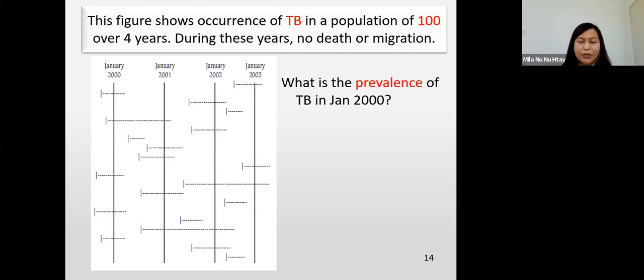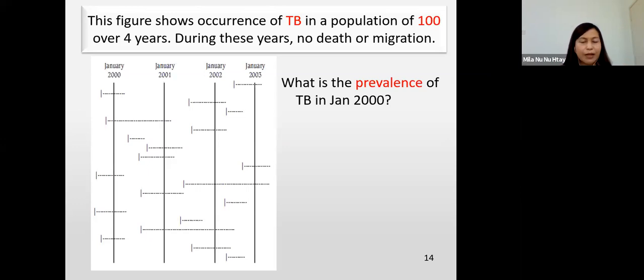So, okay, the first question is, what is the prevalence of tuberculosis in January 2000? So the first cross-sectional study was in January 2000. So you may see that each dotted line represents one case of tuberculosis. So this is the beginning of the disease. And then when the dotted line ends, there are two possibilities. The patient may be completely cured, or the patient may have already expired, maybe died. So that duration represents one patient.